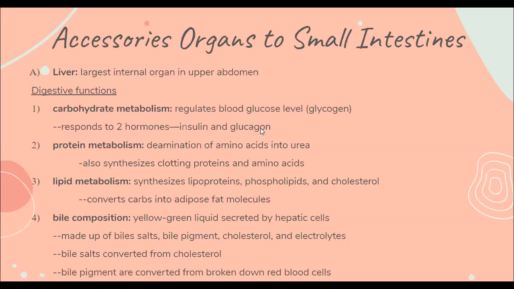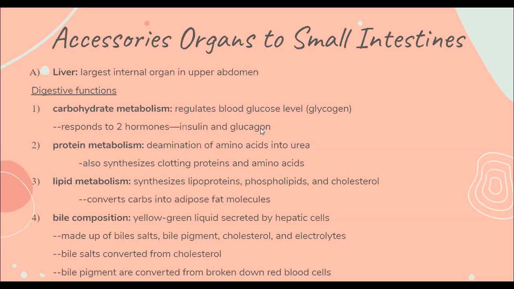Anyone with either type 1 or type 2 diabetes, either their body doesn't release enough insulin or releases too much, but that's all to do with the liver. Insulin is a very important hormone, and your liver is the one that responds to it. Second is protein metabolism, which is the deamination of amino acids into urea, which is basically pee. It also synthesizes clotting proteins and amino acids. So it deals with carbs and proteins directly.